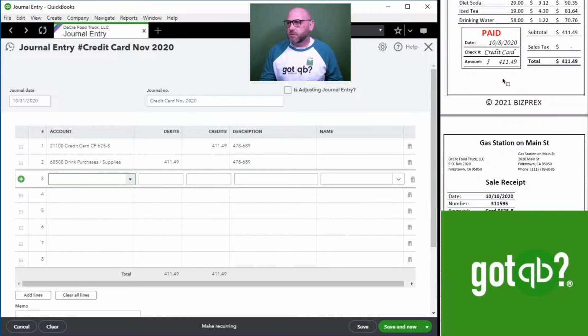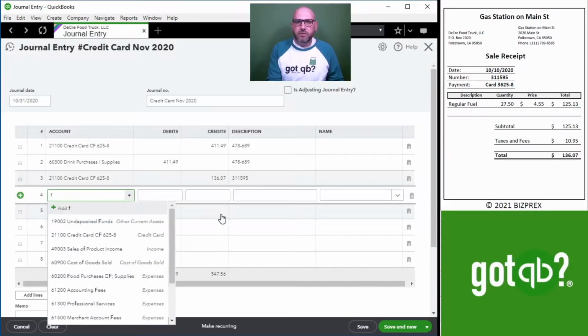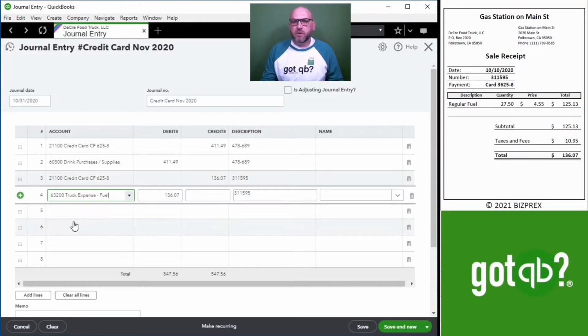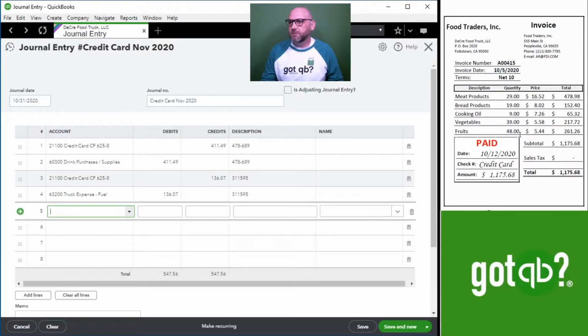All right, what's the next one? Gas station, right? Okay. So again, our credit card liability goes up. It goes up when it is credited. Again, let's update this description. And our fuel expense goes up, and fuel being an expense, 63200 goes up when it is debited. Right? All right, let's continue. Right, we can do more.